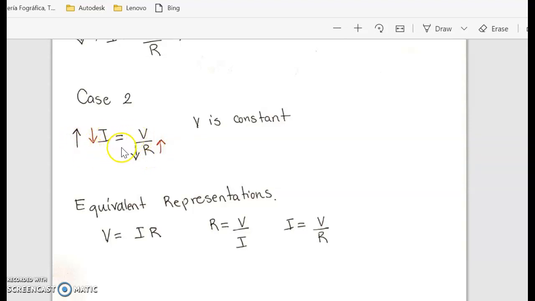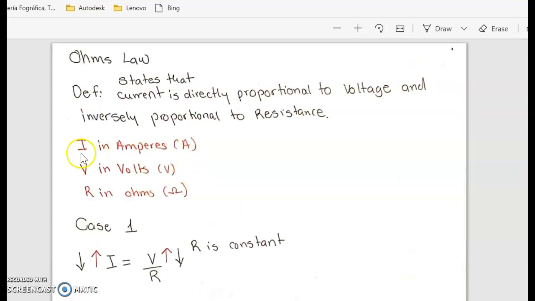The math explains it, because we have the R in the denominator, so that's how the inverse proportionality arises. Keep in mind that I is in amperes, V is in volts, and R is in ohms.